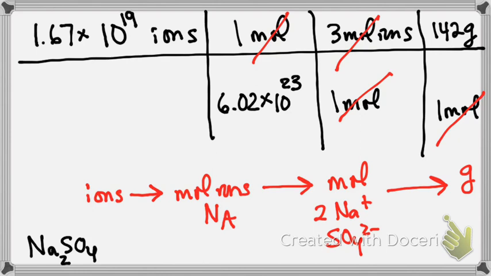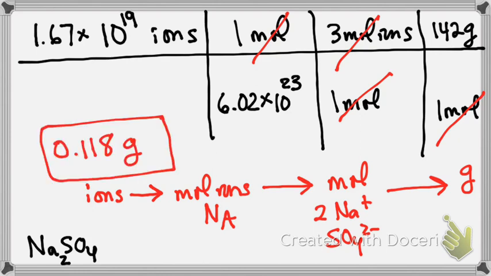So of everything that we've done this far, this is by far the most complicated one. And now we simply want to simplify this expression. So when we simplify the expression, we get about 0.12 grams, or about 118 milligrams. Not a large amount.